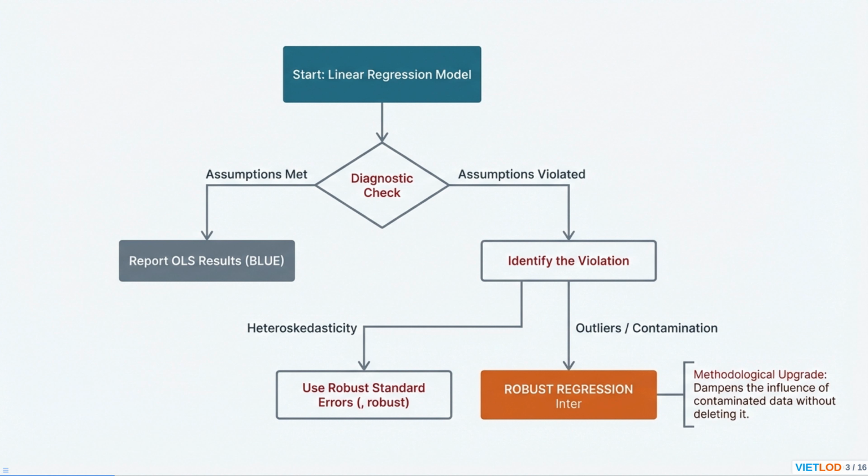If we detect heteroscedasticity, a common issue where the variance of the errors is not constant, we should use robust standard errors. This corrects our inference without changing our OLS coefficient estimates.